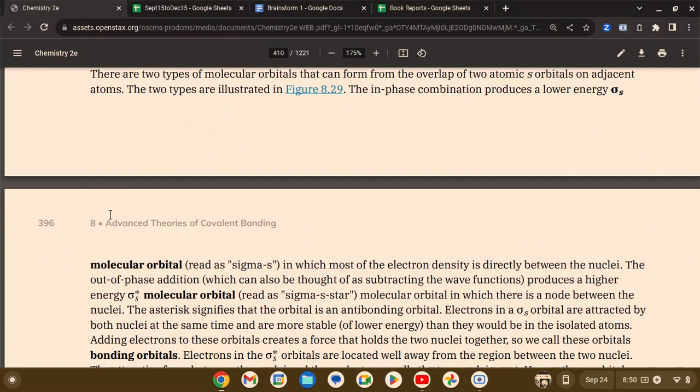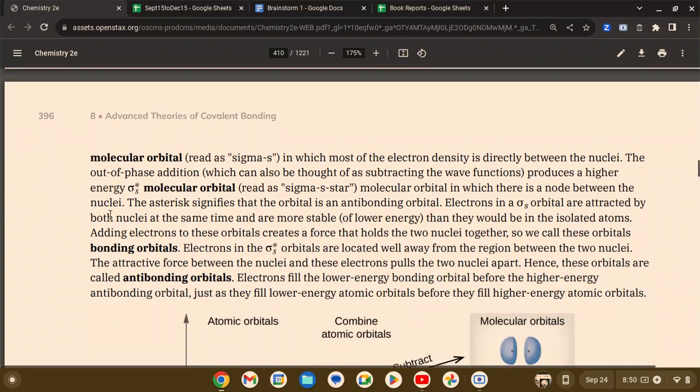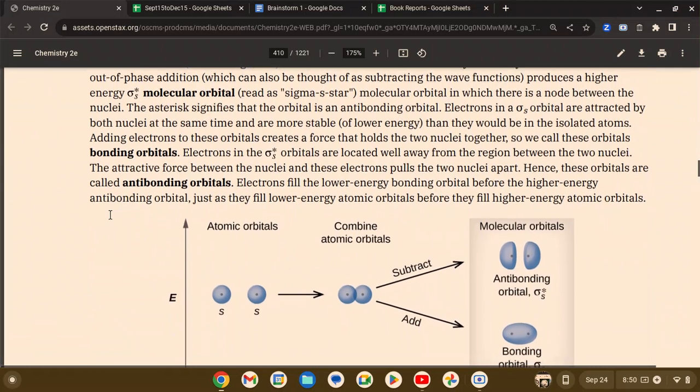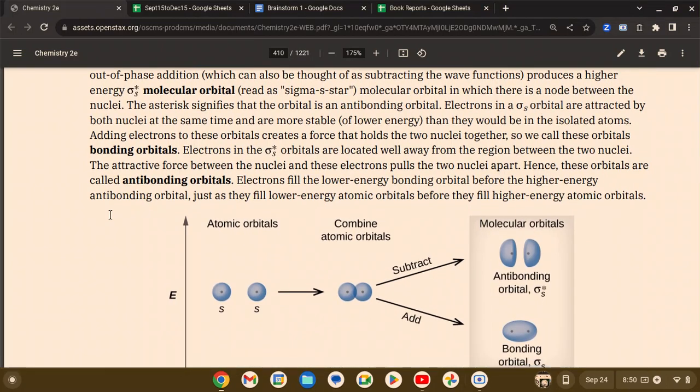There are two types of molecular orbitals that can form from the overlap of two atomic s orbitals on adjacent atoms. The two types are illustrated in figure 8.29. The in-phase combination produces a lower energy sigma s molecular orbital in which most of the electron density is directly between the nuclei. The out-of-phase addition, which can also be thought of as subtracting the wave functions, produces a higher energy sigma s star molecular orbital, in which there is a node between the nuclei. The asterisk signifies that the orbital is an anti-bonding orbital.